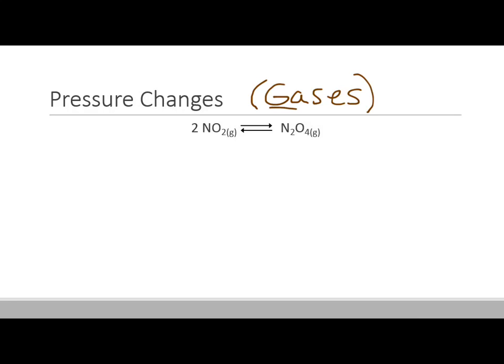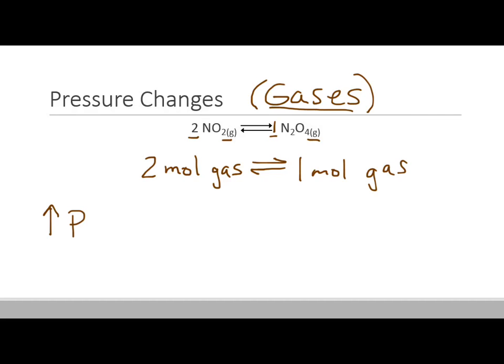All right. So again, we care about gases. So let's go ahead and look at this reaction. Notice that on the reactant side, I have 2 moles of gas, right? So 2 moles of gas. All right. So on the other side of this reaction arrow, I have the N2O4. There's no number written, so it's implied that it's a 1. So I have 1 mole of gas on this side. So if I increase the pressure, which way will this shift? Well, it's going to shift to the side that has less stuff, right? This side has less stuff, so this reaction will actually shift to the right.